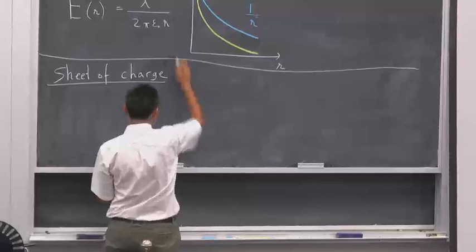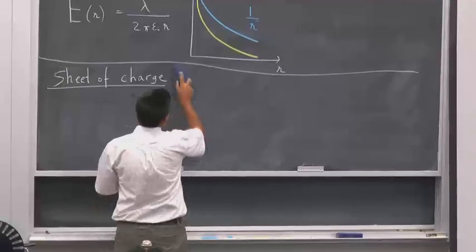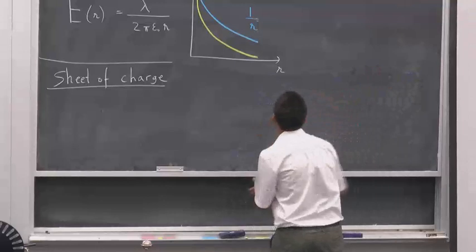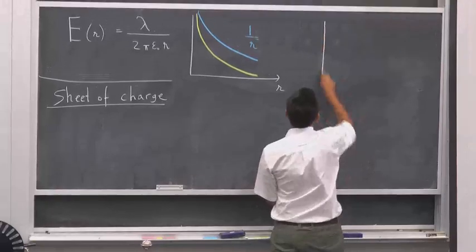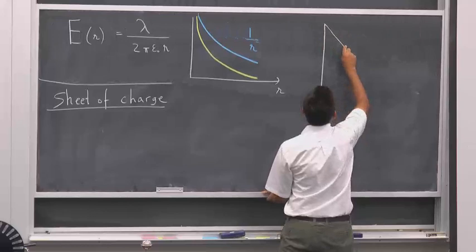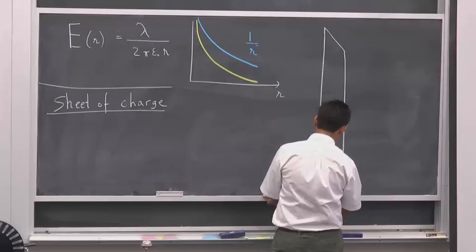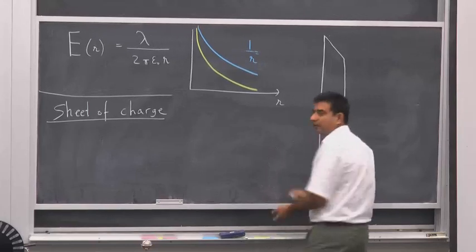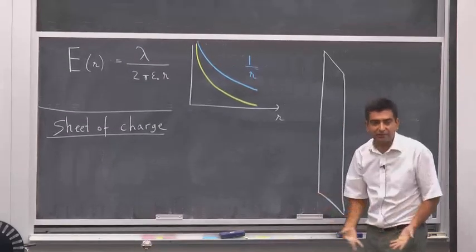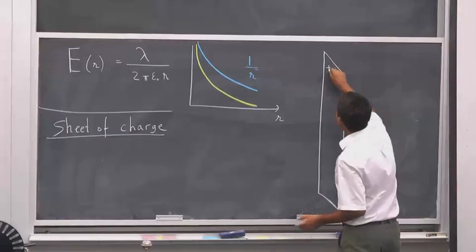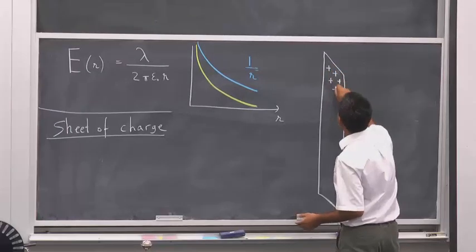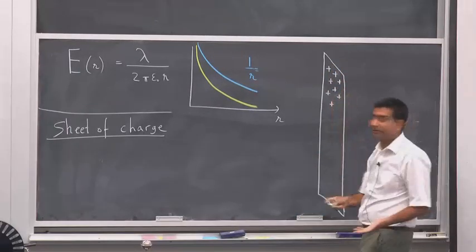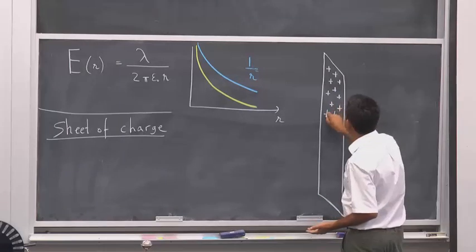So I can draw the sheet here. Let's draw the sheet here. And of course I'm a finite being, like all of you, so I cannot draw an infinite sheet, I will just draw a section of this infinite sheet. Suppose it's positively charged. And this charge is uniformly distributed on the surface. It's a surface anyway.